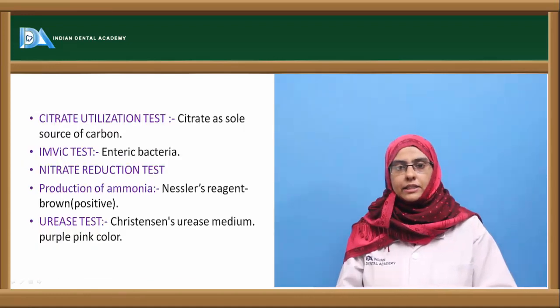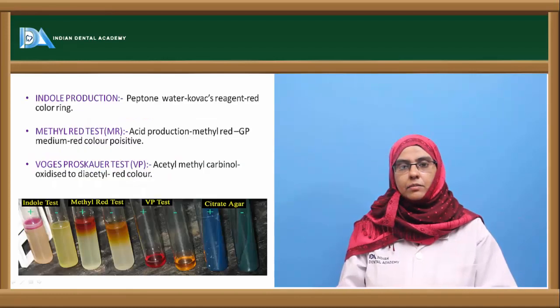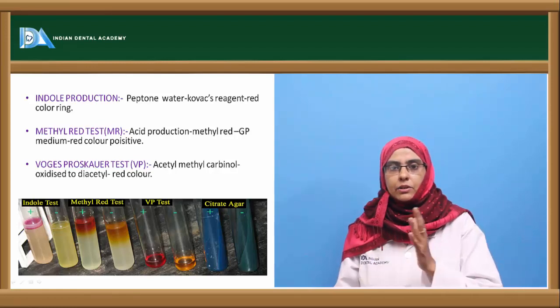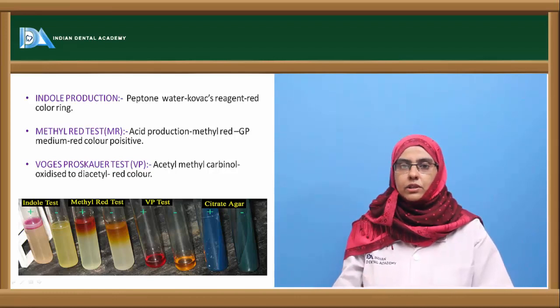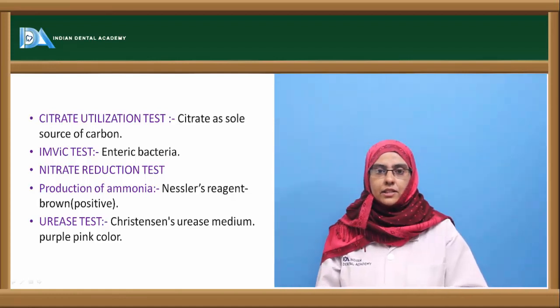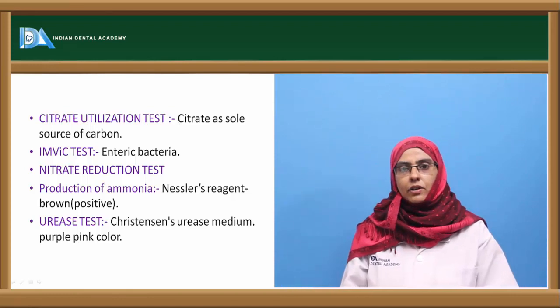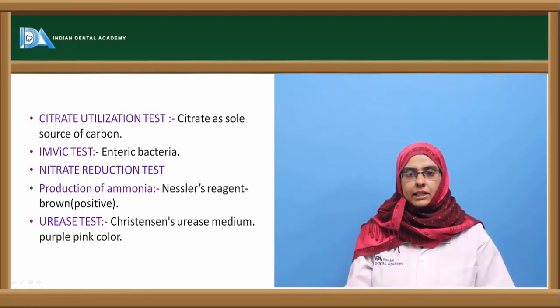Next is the citrate utilization test. Some organisms can utilize citrate as a sole source of carbon and they can be detected by addition of an indicator into the media. Here we have the change in the media from green to blue, indicating a positive reaction. These 4 tests, indole, methyl red, Voges-Proskauer and citrate utilization test, are together called the IMViC test to identify Enterobacteriaceae members, usually the gram-negative bacteria involved in gastrointestinal diseases. So this is for enteric bacteria.